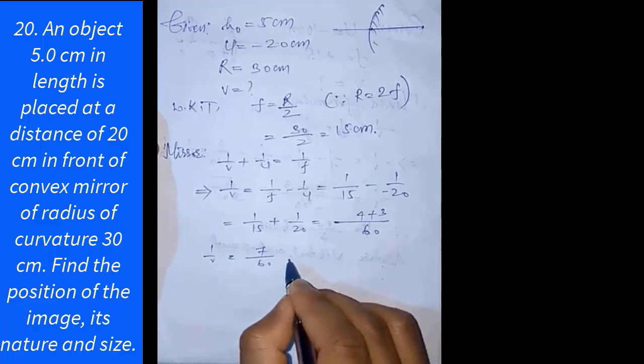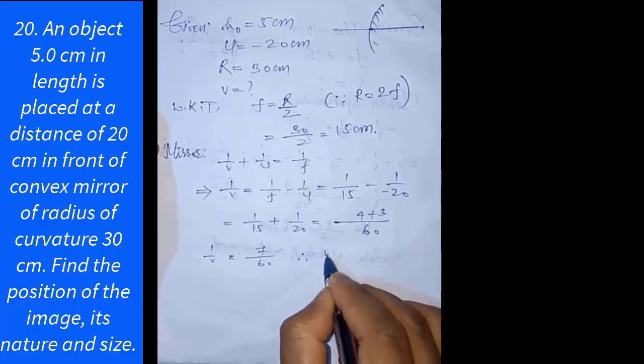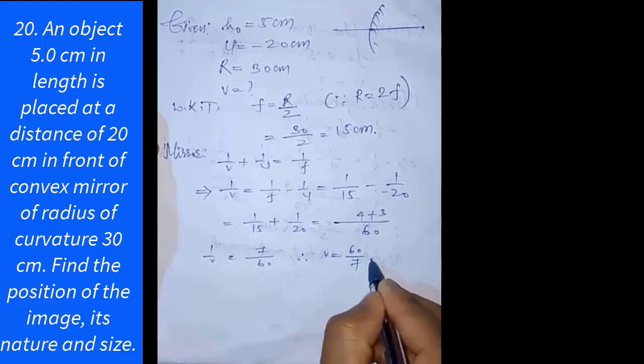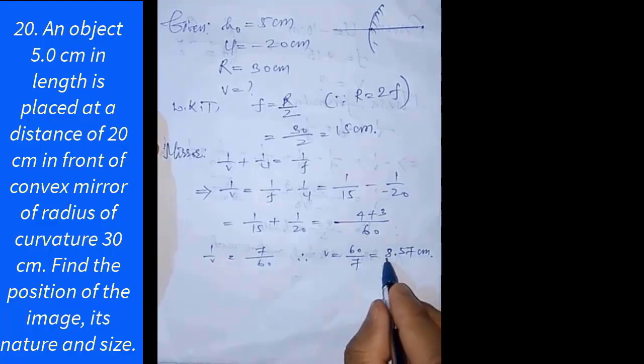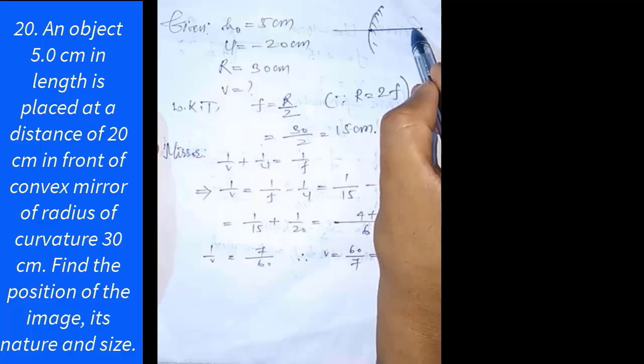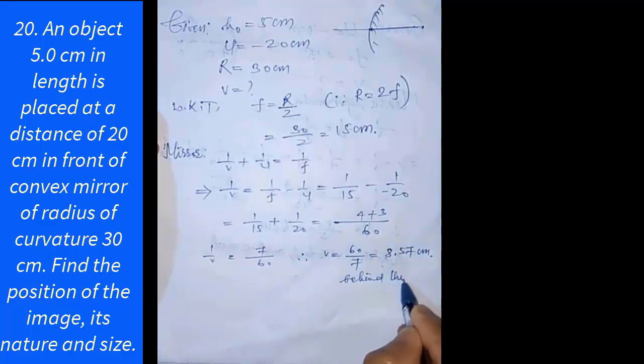So 1/V is 7/60. Therefore, V is the reciprocal of it. You'll get 7 8s are 56, and then all these things, about 8.57 cm. Okay. And then this is plus. Plus means the same. So it will be behind the mirror.